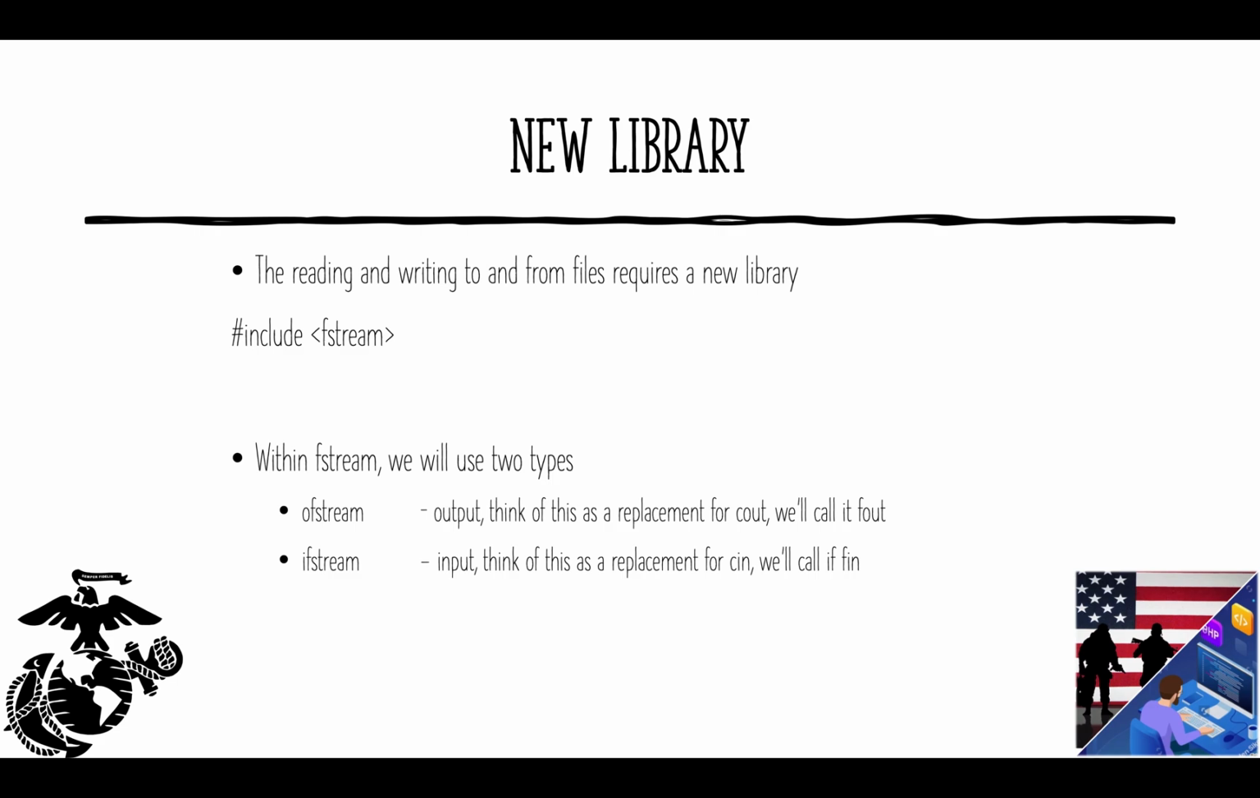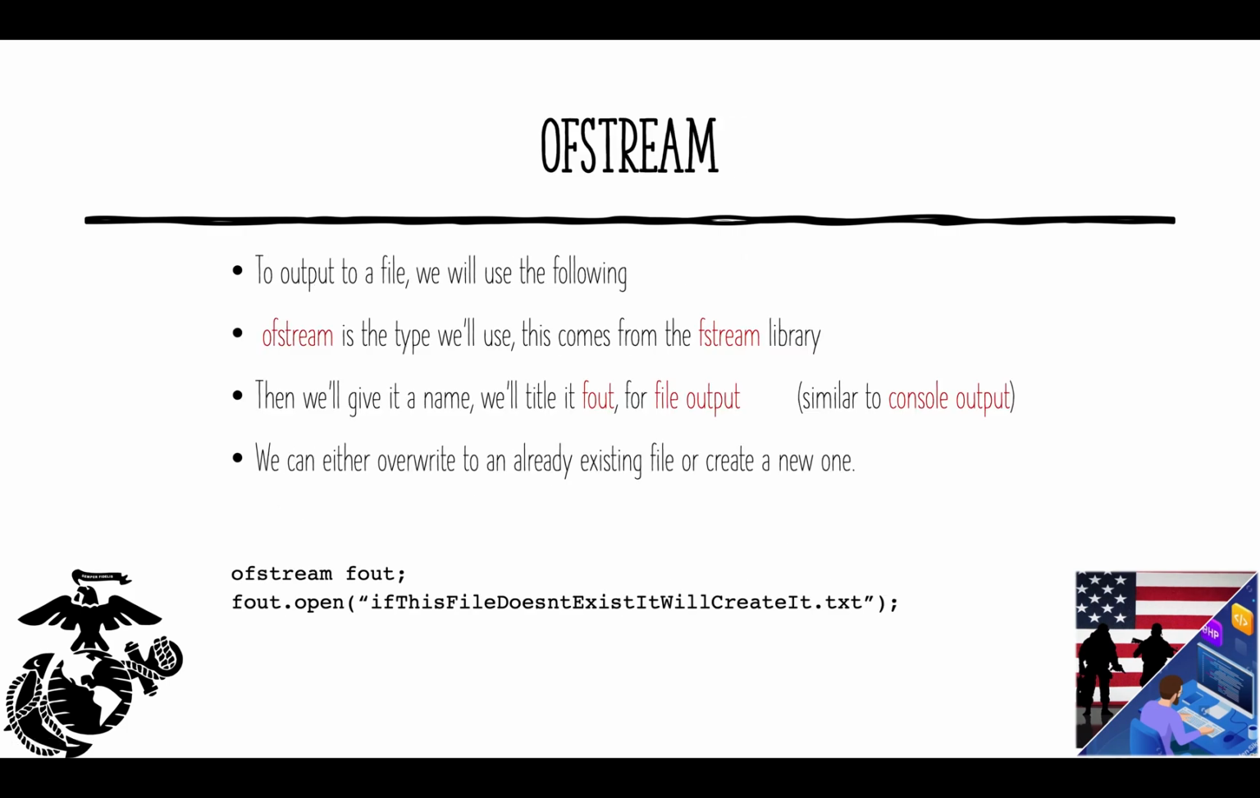So now we're going to be utilizing a new library. For reading and writing to and from files, it requires the library of include fstream. Within fstream, there are two types that we're going to be using, and it is ofstream and ifstream. Ofstream is the output. Think of this as the replacement for cout, and we will be calling it fout. And then ifstream is our input. You could think of this as a replacement for the cin, and we will be calling it fin. So cout, console output, fout, file output, cin, console input, fin, file input.